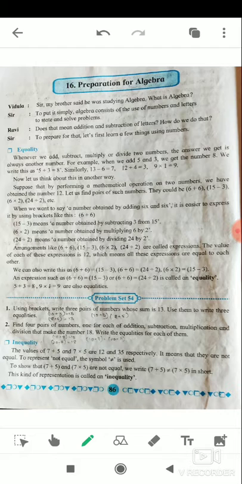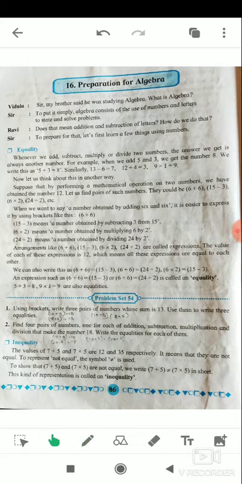So do you know algebra? It's a very important chapter. Algebra is related to numbers, and algebra means addition, subtractions, multiplications and divisions. These all four are the links of the algebra. So first of all, let us learn some information about algebra, and after that we solve the exercise.